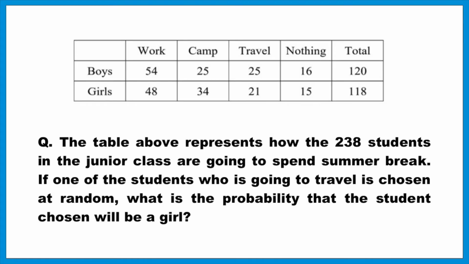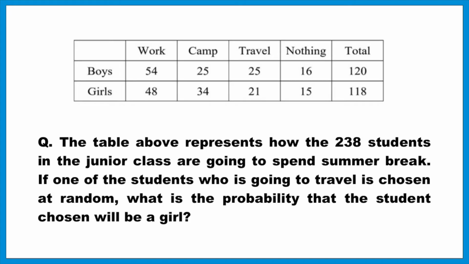Here's another common trap that might come up on a survey question. The table above represents how the 238 students in the junior class are going to spend summer break. If one of the students who is going to travel is chosen at random, what is the probability that the student chosen will be a girl? Press pause, give it a try.